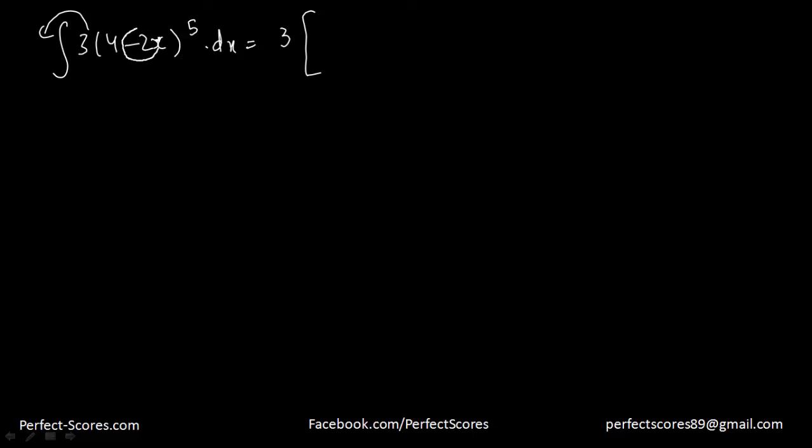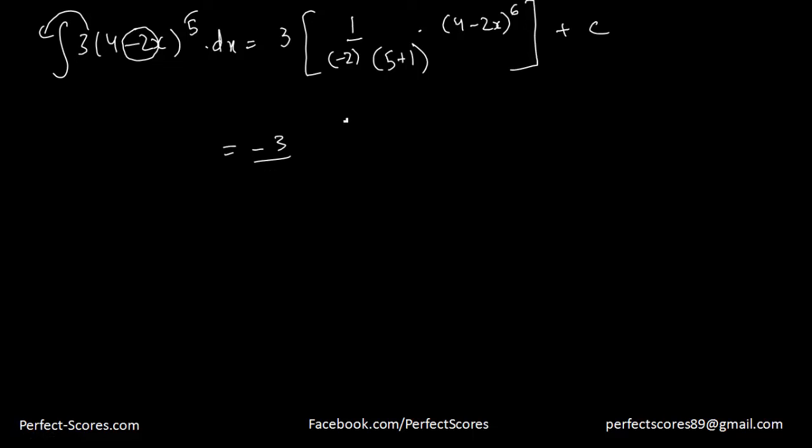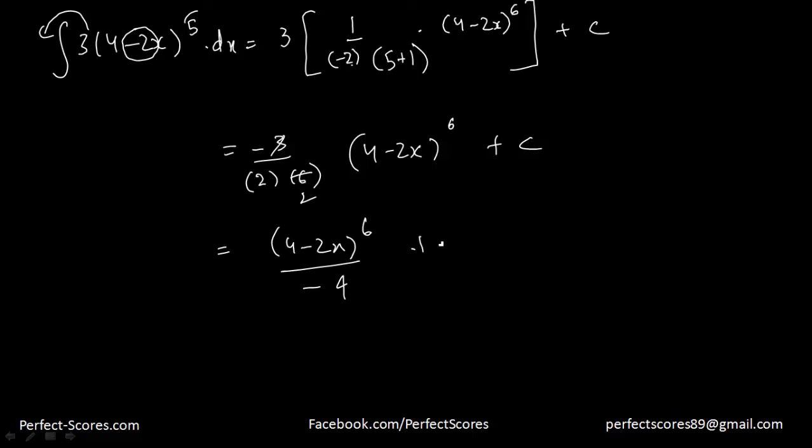I'll have to take care of this negative 2, which is going to come out. So I'm going to say 1 over negative 2. Then I'll have to take care of this 5, so that becomes 5 + 1, and then it's going to be (4 - 2x) raised to the power 6. Right, plus the constant. So that means it's going to be 3 over negative 2 times 6, into (4 - 2x) raised to the power 6, plus c. And now it's just a matter of calculation. So it's (4 - 2x) raised to the power 6 over negative 4, plus c.